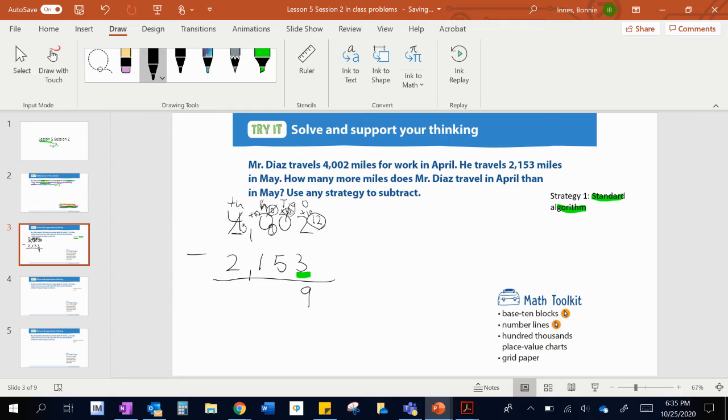Then I look over here at my tens spot. I have 9. 9 minus 5 is 4. I look over to my hundreds spot, and I have that 9 that's there. 9 minus 1, that's 8. Then I look at my thousands spot, and I have 3,000s there. 3,000s minus 2,000s is 1,000.